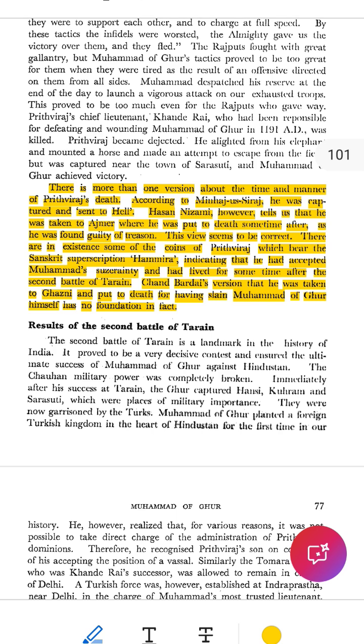Panel 1. Many stories about Prithviraj's death. What's happening? We see a narrator or historian showing two scrolls. One scroll has Minhaj Siraj's name, the other has Hasan Nizami's name.